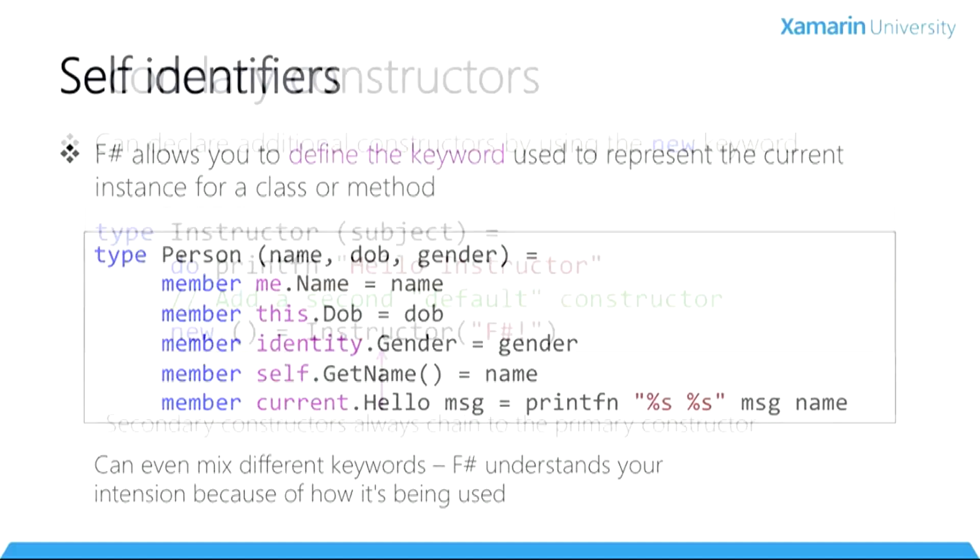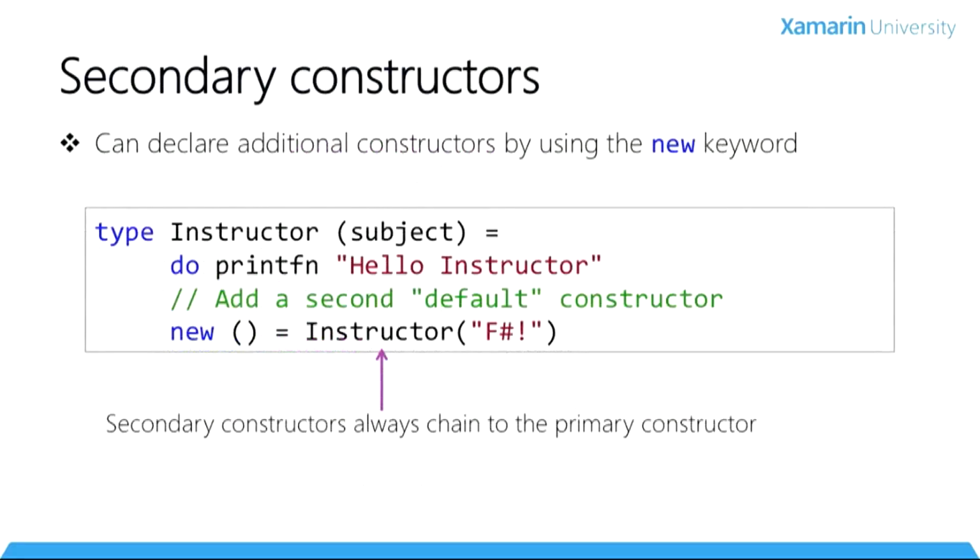As you've seen, every class has a primary constructor, created as part of the type definition. And you can also create secondary constructors with the new keyword. Unlike C#, secondary constructors must chain through the primary constructor, as you can see here. And generally, when defining types in F#, the primary constructor is the most complete version, and then we define secondary constructors, such as the default constructor, to provide the default values.